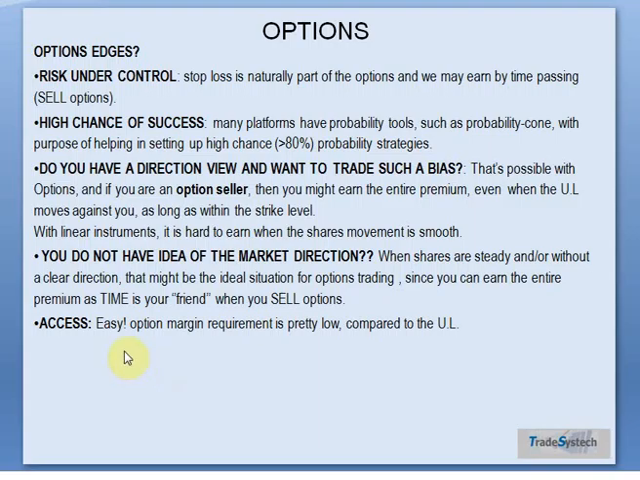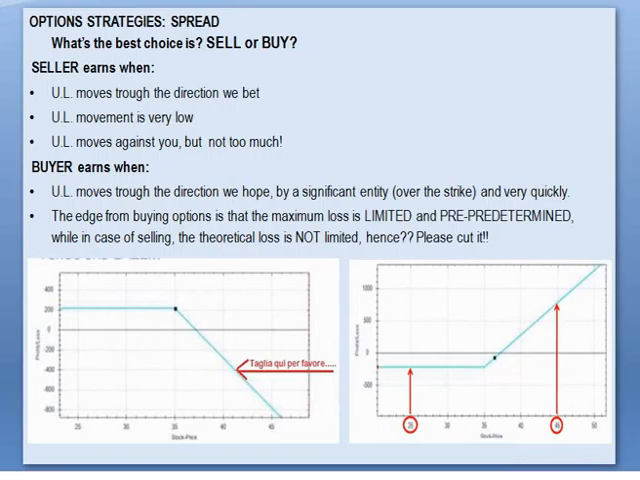And the access is easy because the option margin requirement is pretty low. If you are trading 100 shares, you might need a risk capital such as $1,000, $2,000 versus $100, $200 for options. That's another great advantage.